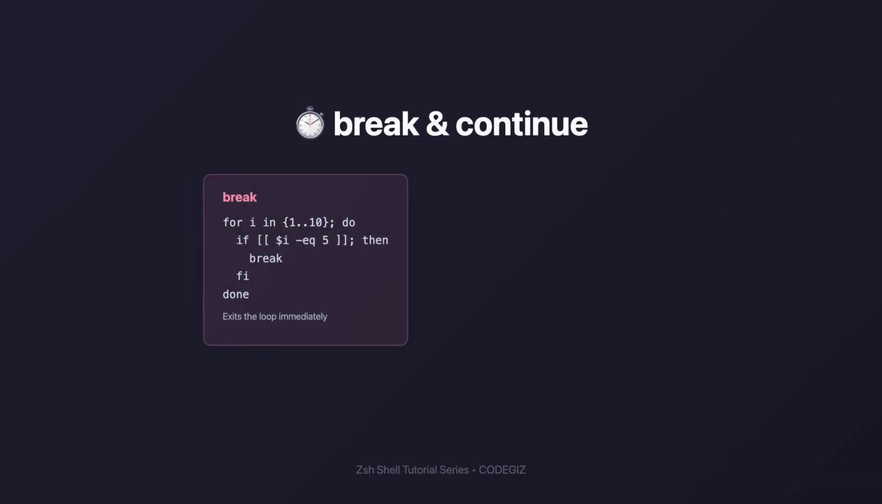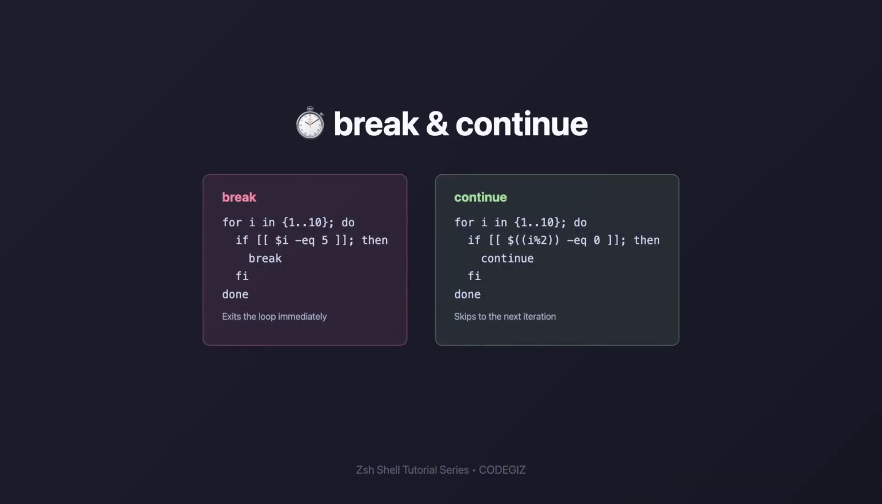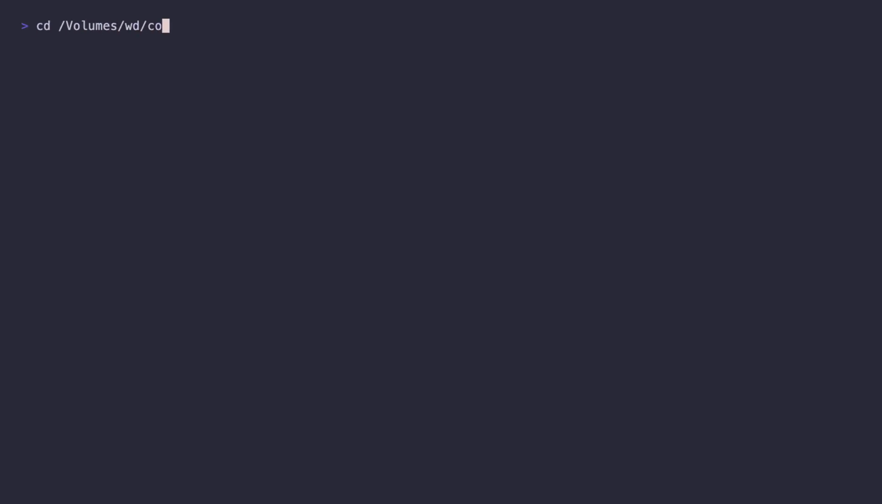Break exits a loop immediately. Continue skips to the next iteration. Use break to stop searching after a match. Continue is great for filtering items. Let us see break and continue in action.